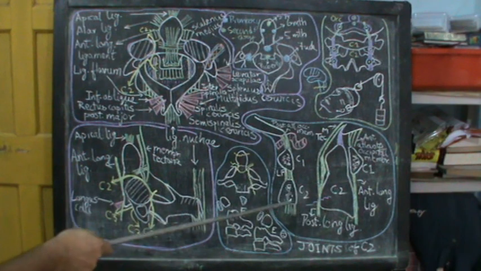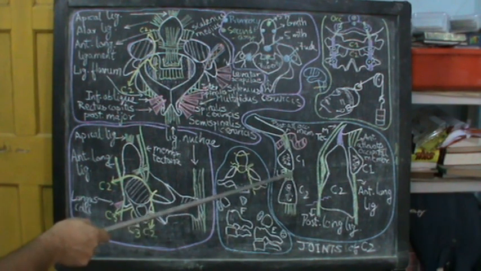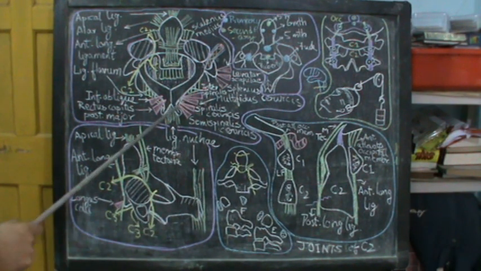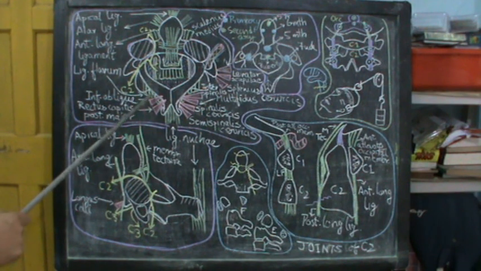And between the laminae you have the ligamentum flavum, and this ligamentum flavum with the adjacent lamina is also forming a sort of a fibrous joint.